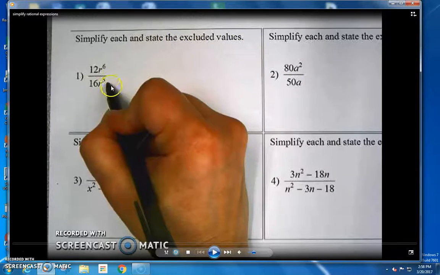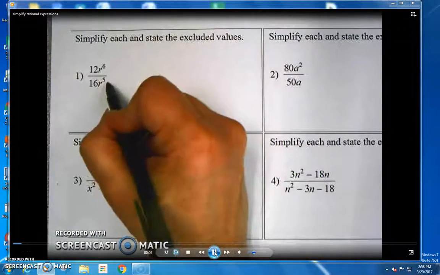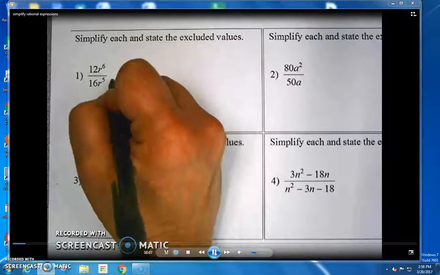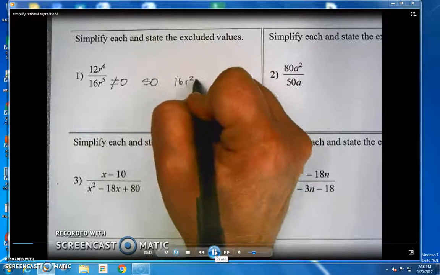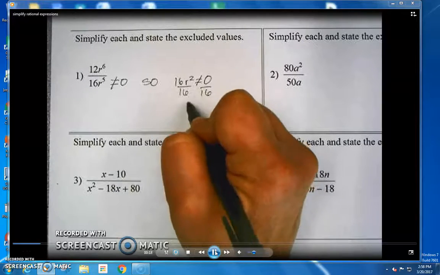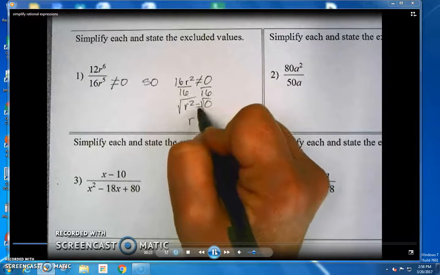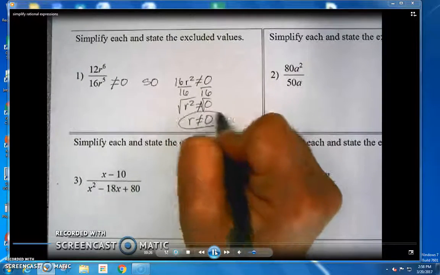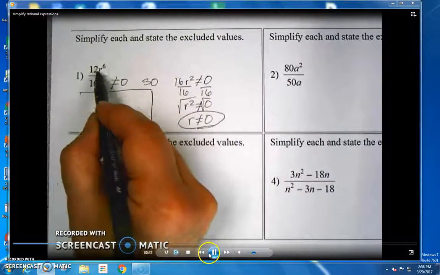So we're going to start with this first problem, and we have 12r to the 6th over 16r to the 5th. The first thing we want to do is look for the excluded values based on that denominator. We know we can't have 0 in the denominator, so we're going to say that 16r to the 5th cannot equal 0. I wrote squared, but it's supposed to be 5th. Divide by 16 on both sides. We're actually just trying to solve for what r cannot equal. When we take a root of r, we're going to find that r cannot equal 0. So we've just stated the excluded values there.